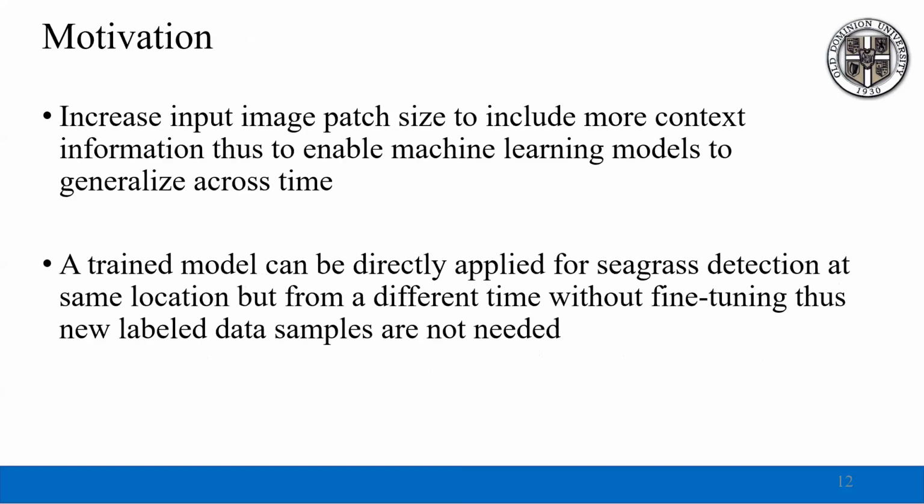So because these limitations exist, in this paper, we want to increase the input image patch size, so it includes more context info, which enables the machine learning models to generalize across time. We did not tackle the issue of generalizing cross-location, as this is still an ongoing project. So if this is successful, the trained model will be able to be directly applied for seagrass detection at the same location, but from a different time without fine-tuning. So new labeled data samples aren't needed.